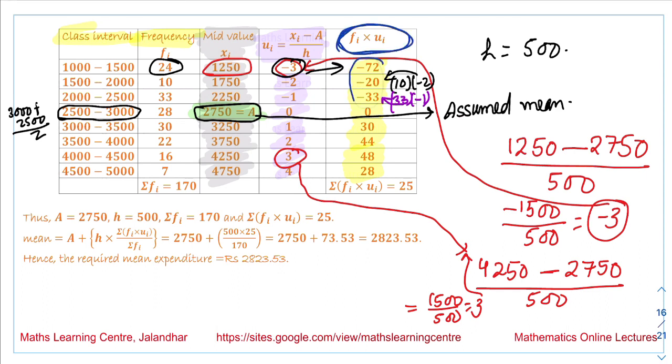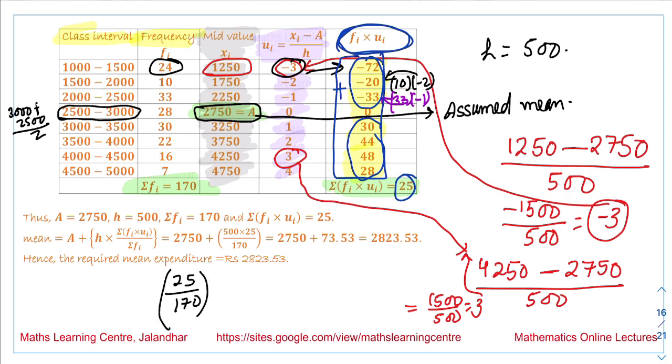When we add these negative values and these positive values, basically we are adding all these values, the answer we will get is equal to 25. So this is the value of sigma fi ui, that is equal to 25. The value of sigma fi we have is 170. So the mean we have is 25 by 170. The value of h with which we were dividing is 500, so we are multiplying this answer with 500.